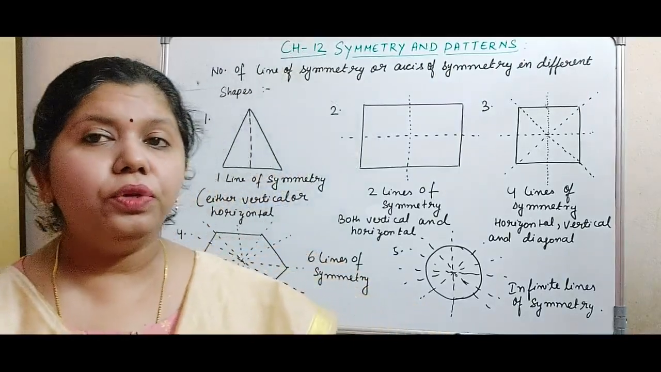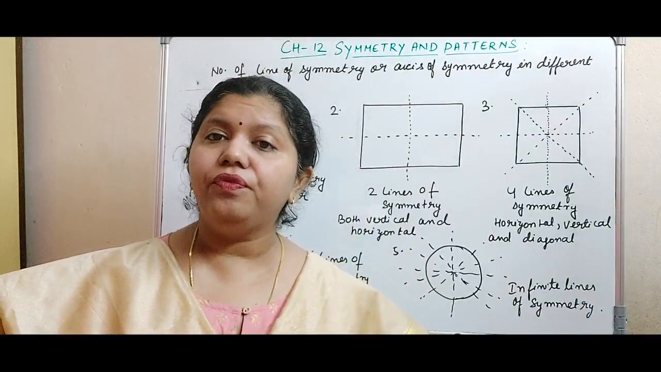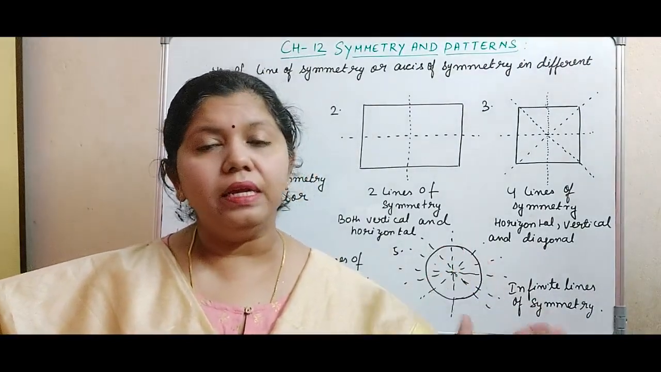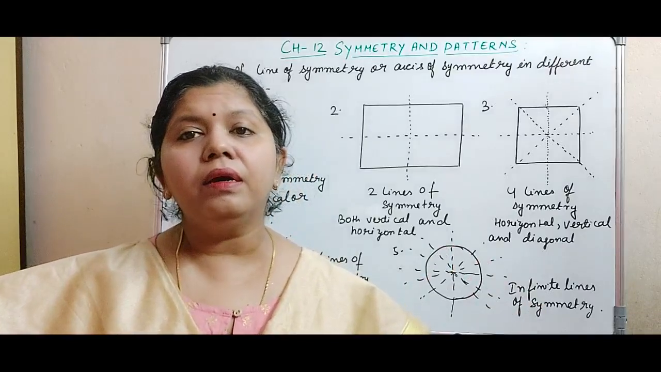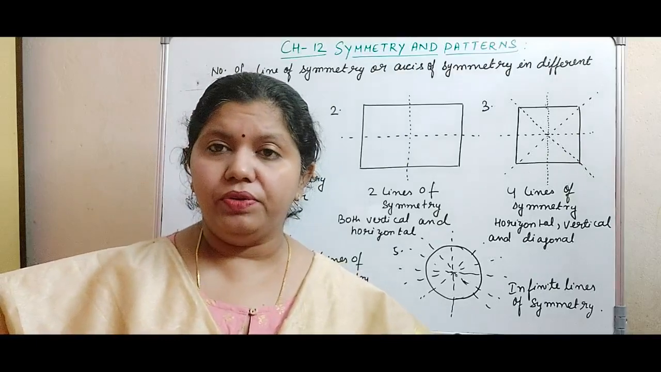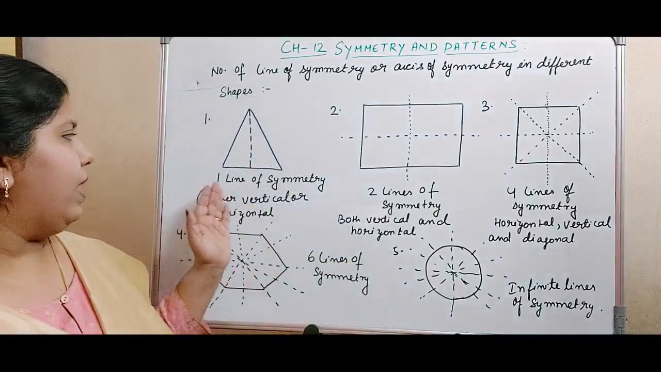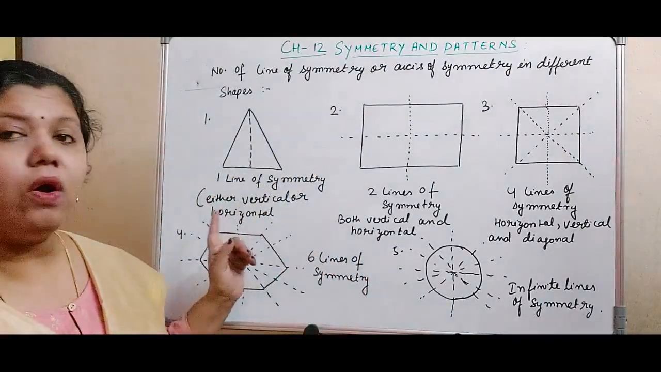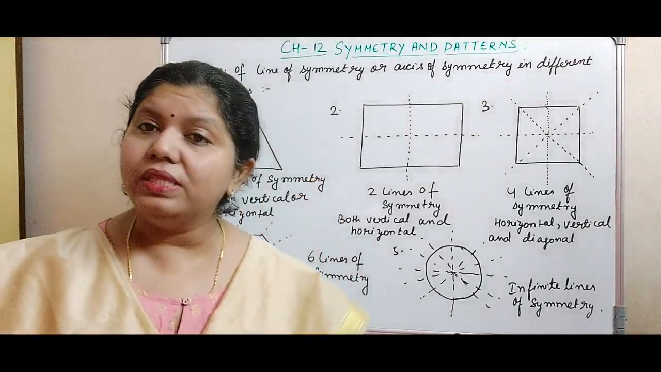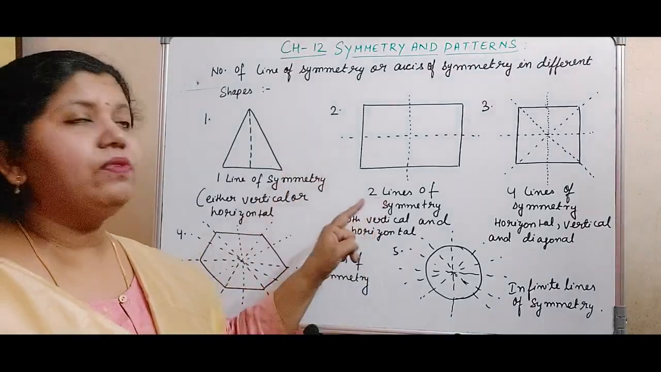Now children, I want to tell you that the number of lines of symmetry is different for different figures. Just now we saw the example of an isosceles triangle and a rectangle. So different figures have different lines of symmetry. In a triangle, we saw there is only one line of symmetry, either vertical or horizontal. In a rectangle, we saw there are two lines of symmetry, both horizontal as well as vertical.